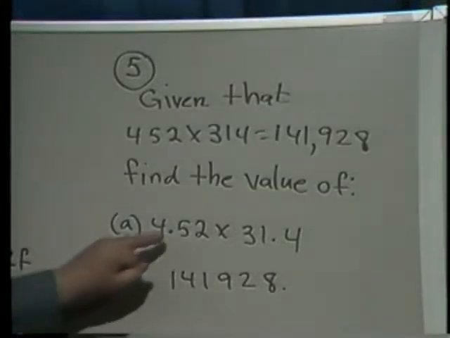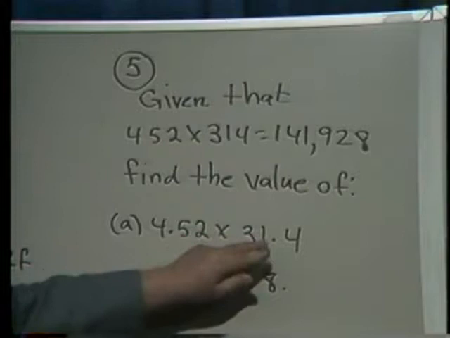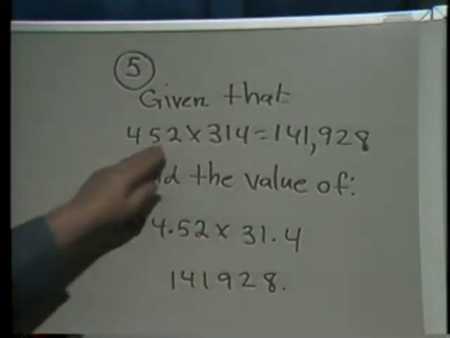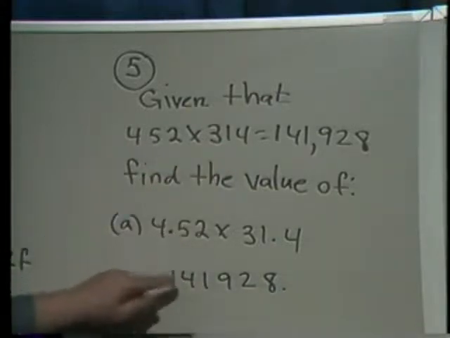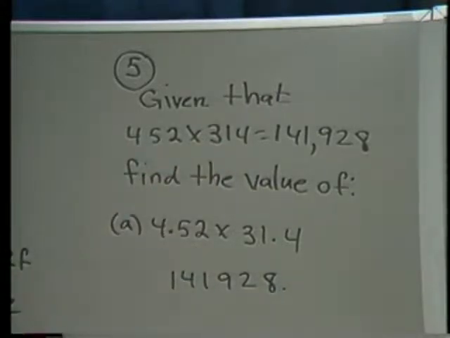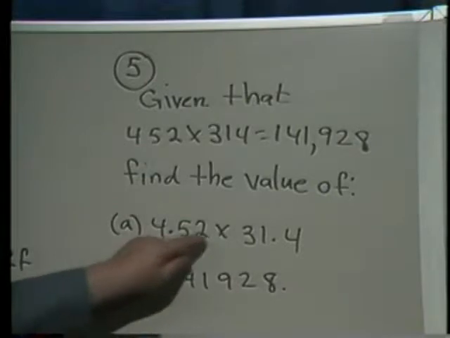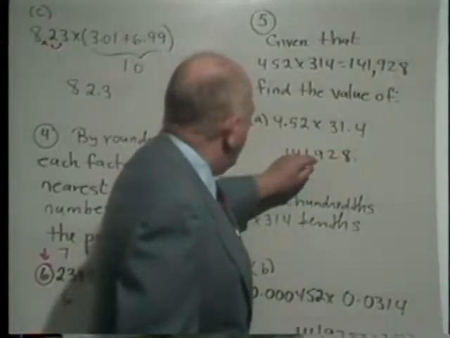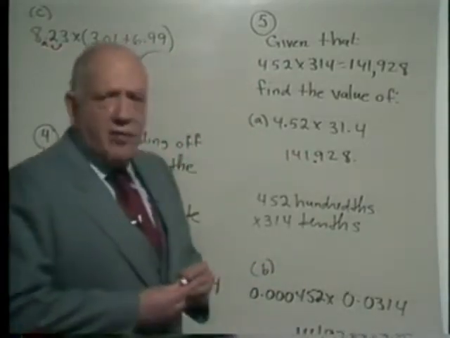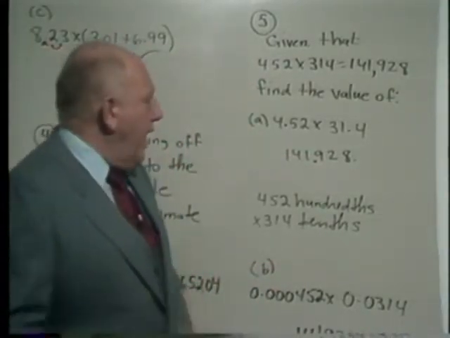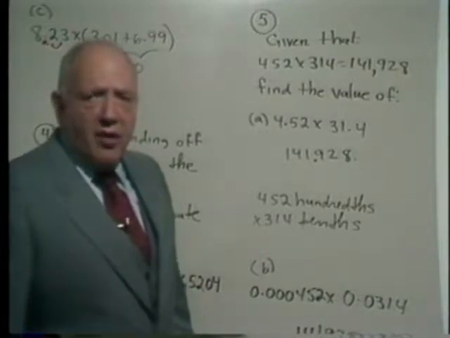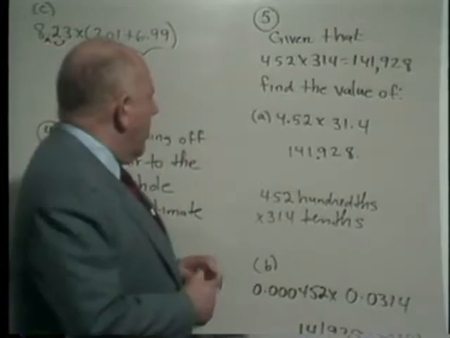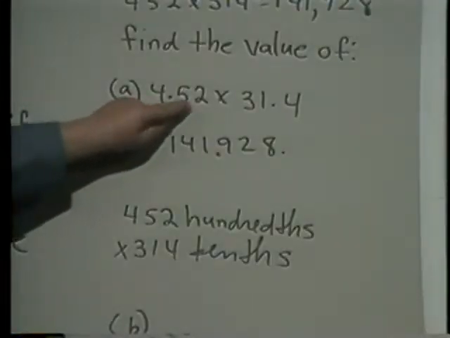You see, what I want you to get the feeling of is that when you multiply two decimals, you pretend the decimal points are not in here. Well, that's exactly what this would give me. Then what do you do? You count the number of decimal digits to the right of the decimal point. There are 2 here and 1 here. That's 3 places. So you now move the decimal point in 3 places, and the answer is what? 141 and 928 thousandths, 141.928.